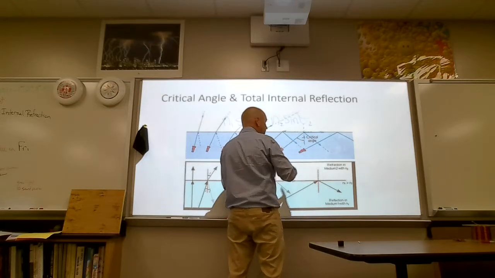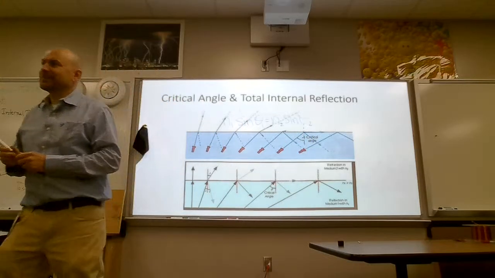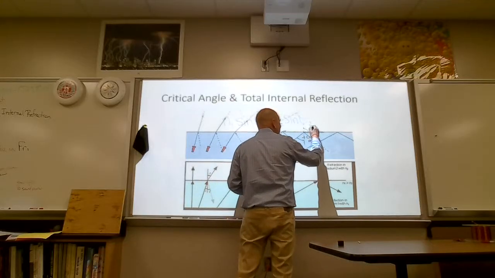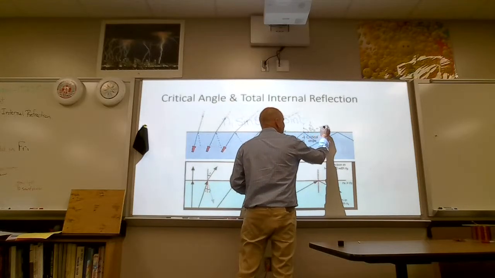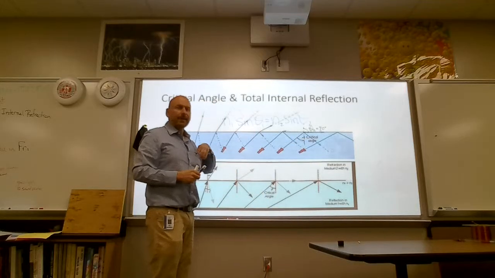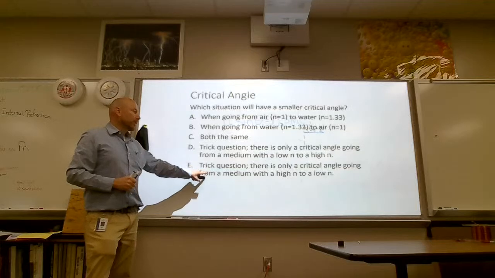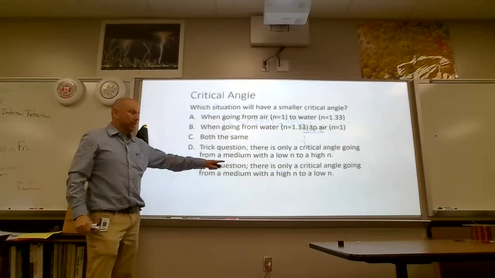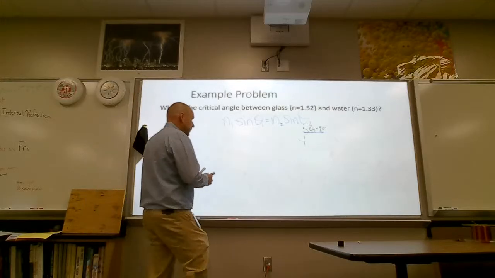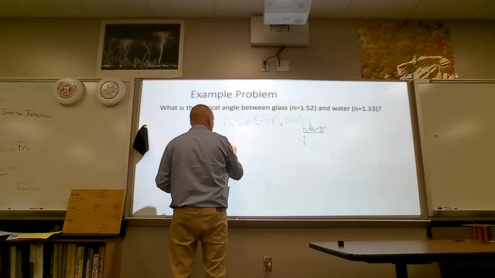What is theta 2? 0 or 90? Here it is 90. Theta 2 is 90 degrees. This is our critical angle. As referenced here, you only get a critical angle when going from a high to a low index of refraction. So make sure that you put the higher of the two as N1.